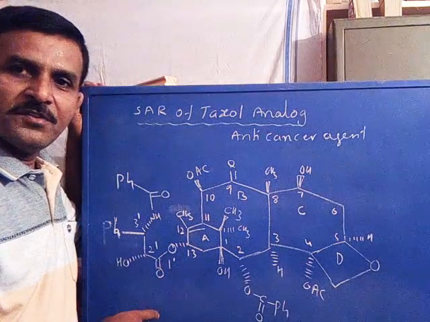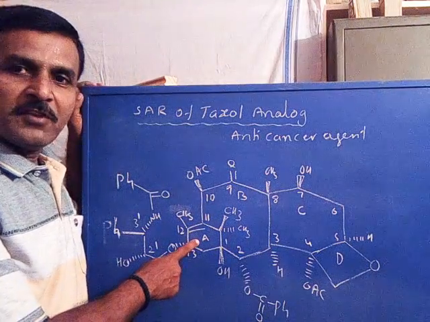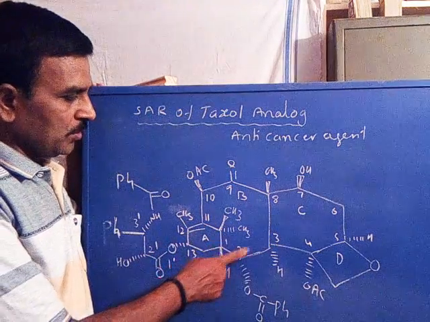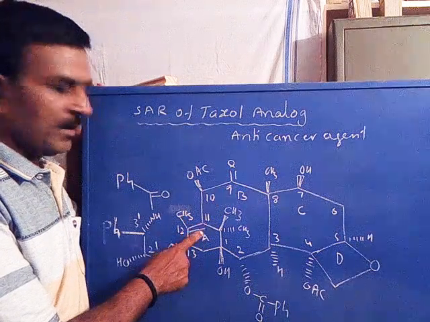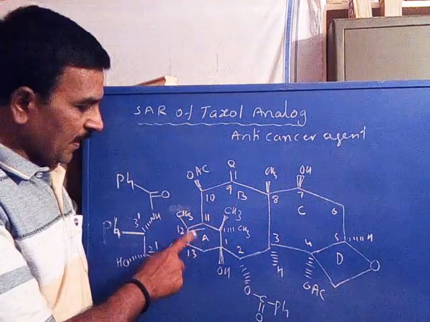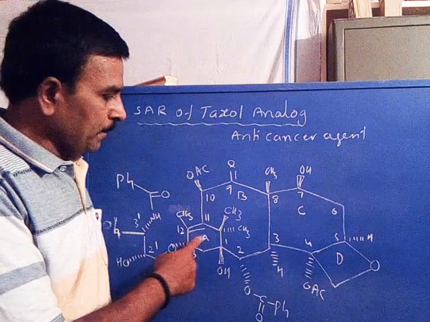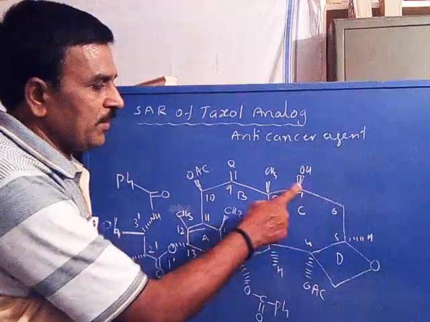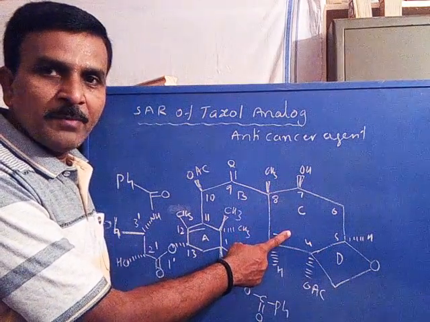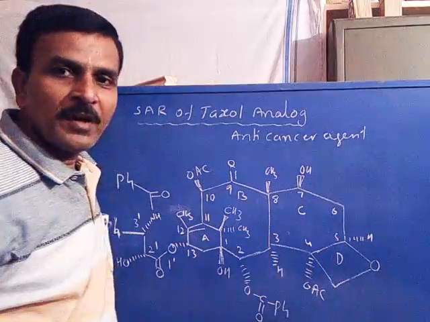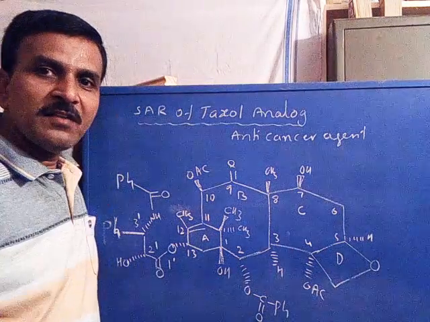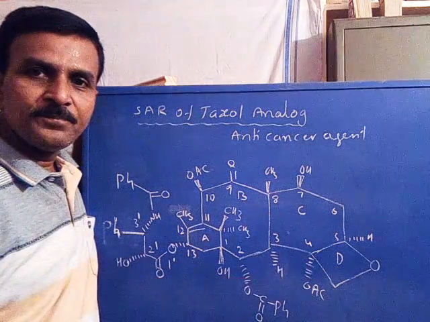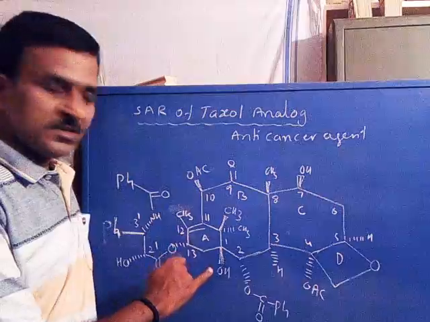Now its structure consists of, this is ring A, a 6-membered ring, cyclohexene ring. The other ring is 1, 2, 3, 4, 5, 6, 7-membered ring. This is a 7-membered ring. Ring A is a 6-membered cyclohexene. Ring B is 7-membered. Ring C is 1, 2, 3, 4, 5, 6, a 6-membered ring, and ring D is a 4-membered ring. So Taxol analog is a tetracyclic system, ring A, ring B, ring C and ring D, with a substituent. Now positions are designated.